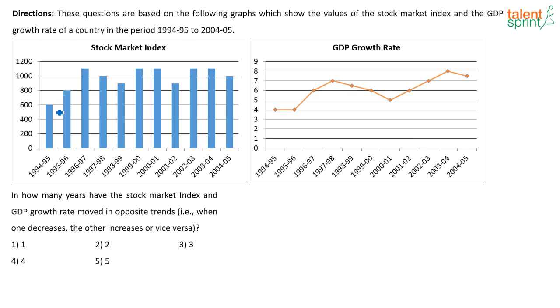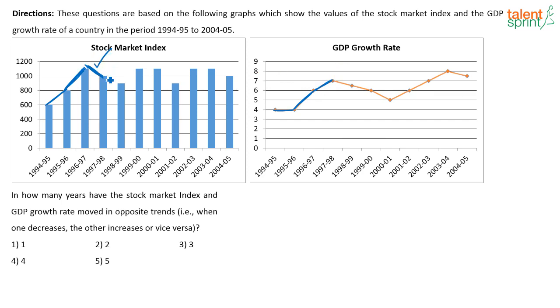So let us compare here. See, from 1994-95 to 96, there is an increase. Here it is constant, but it's not decreasing. Look at this year, it is increasing. Here also it is increasing. Look at this year, this is decreasing, but this is increasing. So one is decreasing, the other one is increasing. So this is one of the years that we are looking for.